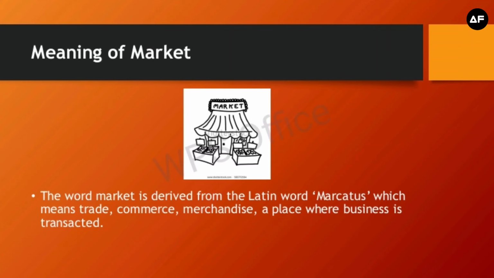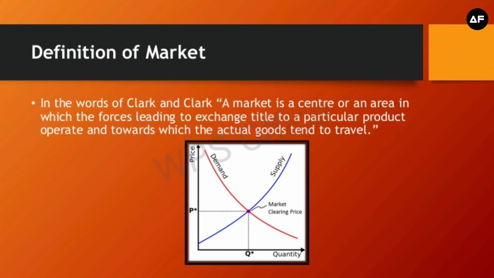We are going to see the definition of market by Clark and Clark. They defined a market as a center or an area in which the forces leading to exchange title to a particular product operate and towards which the actual goods tend to travel. So Clark and Clark define a market as a place, a center where the activity of exchange of goods takes place and the goods also travel towards that activity.